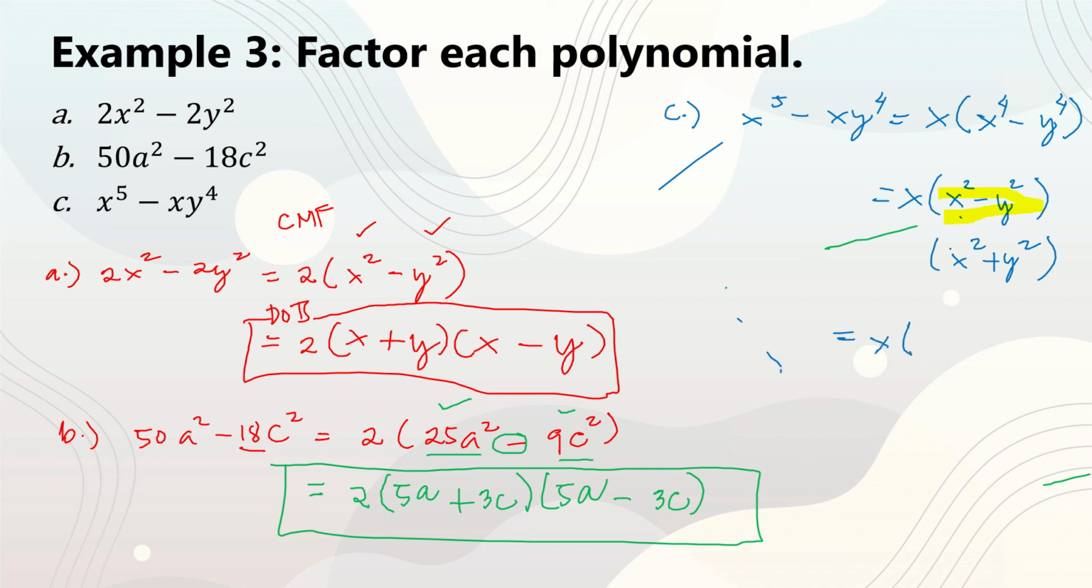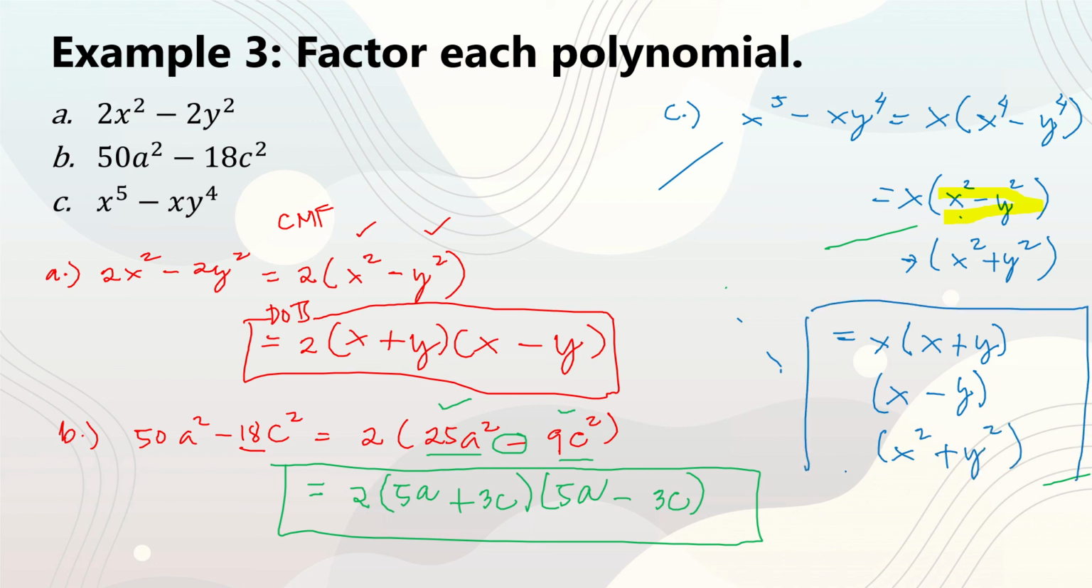Paano tayo mag-DOTS? Dalawang binomial. Square root ng x squared, so parehas silang x. Square root ng y squared is y. So, y yung second. Then, opposite sign, plus, minus. Huwag kalimutan, hindi natin ginalaw yung x squared plus y squared. Kasi nga, hindi yan DOTS. Hindi siya minus.